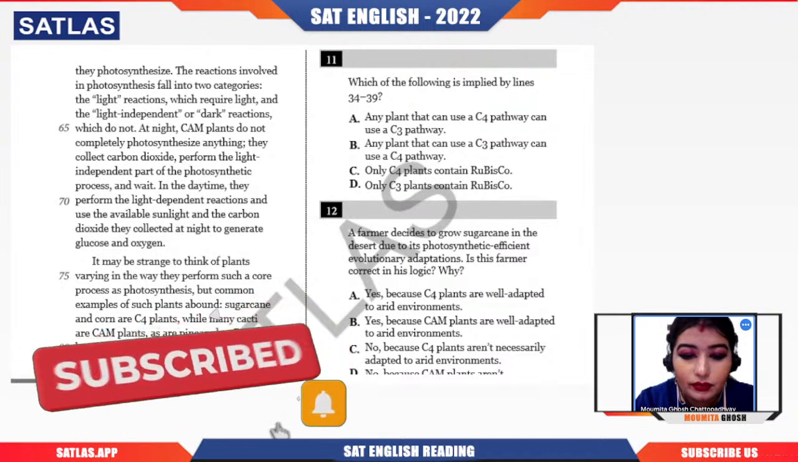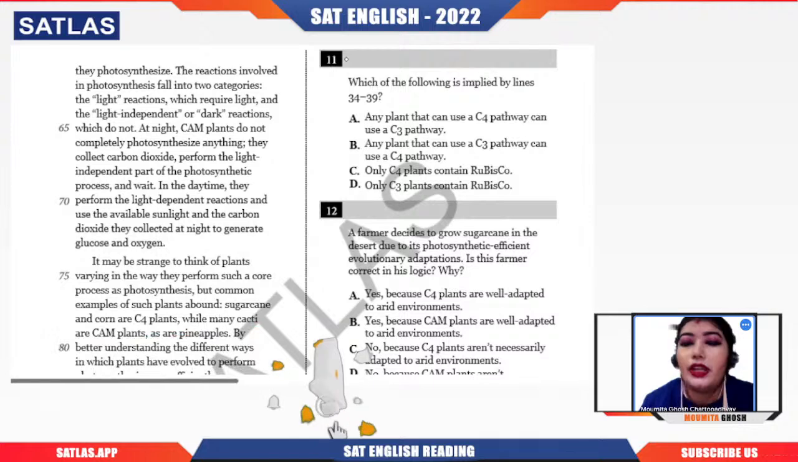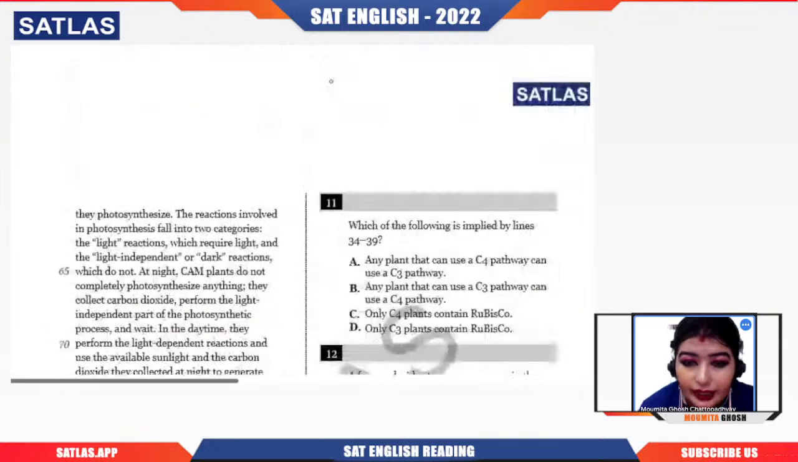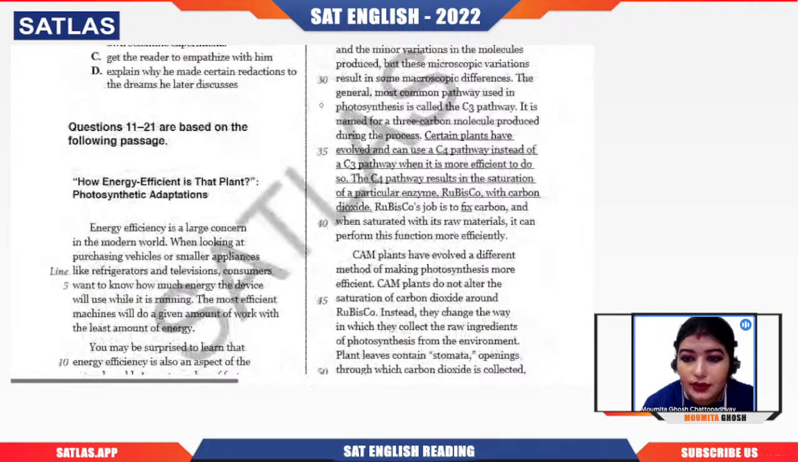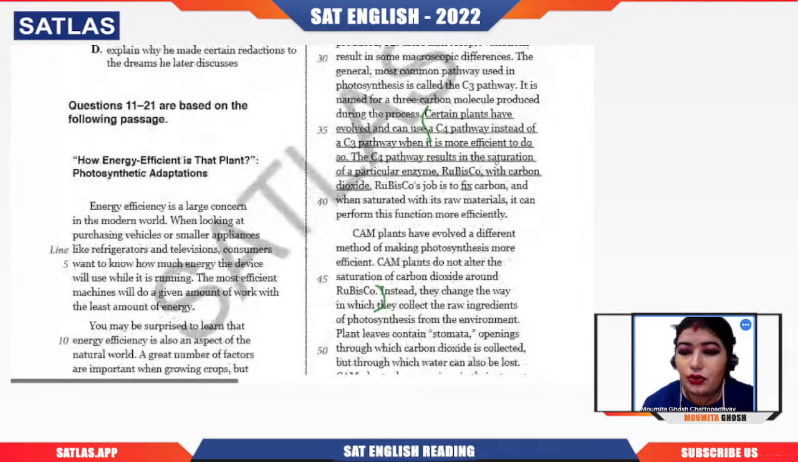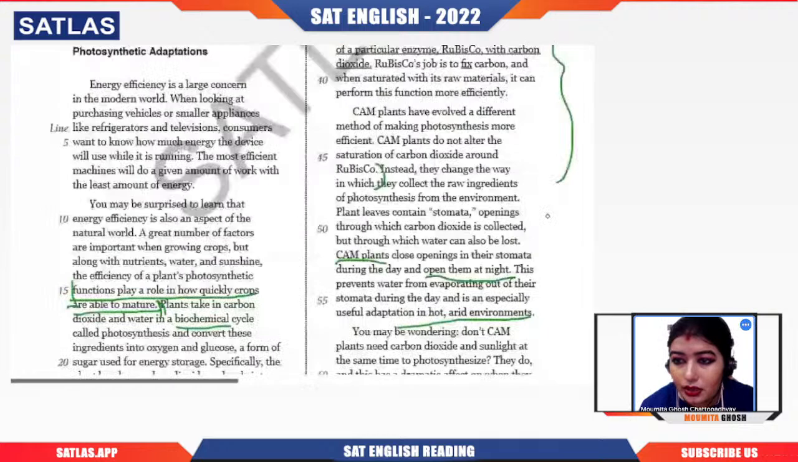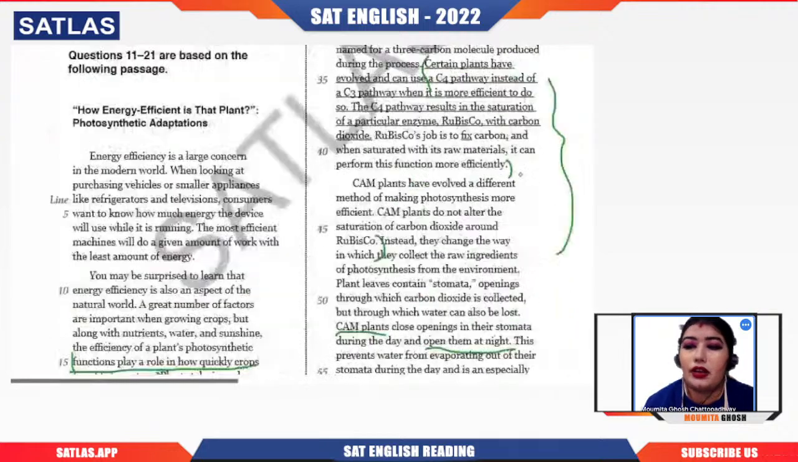Okay, so the first question is question number 11. This question number 11 belongs to lines 34 to 39. So it occurs from this part, from certain plants up till rubisco. From this part, the question will arise, from 34 to 39, from certain plants up till efficiently. Here our answer is kept.